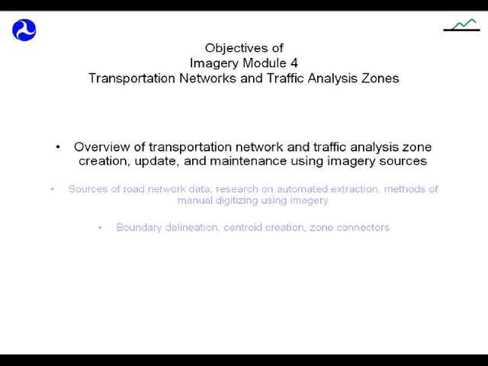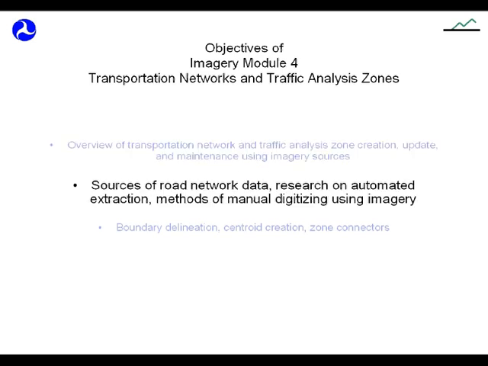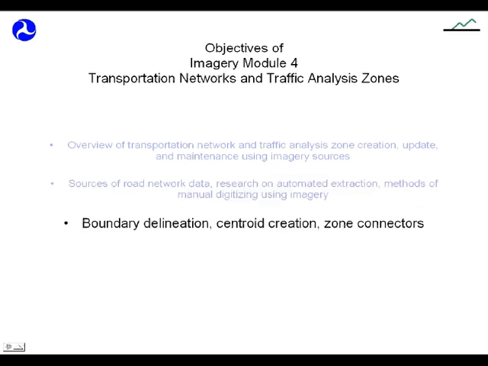This video provides an overview of transportation network and traffic analysis zone creation, update, and maintenance using imagery sources. For road networks, we will discuss sources of data, research on automated extraction, and methods of manual digitizing using aerial and space imagery sources. For traffic analysis zones, we will discuss use of imagery to support boundary delineation, centroid creation, and linking zones to the network.